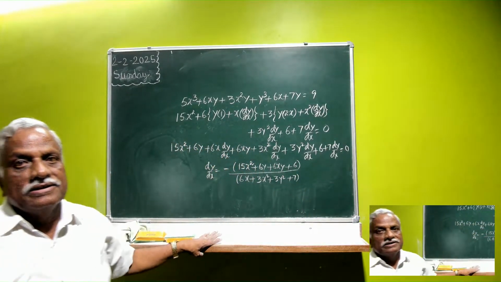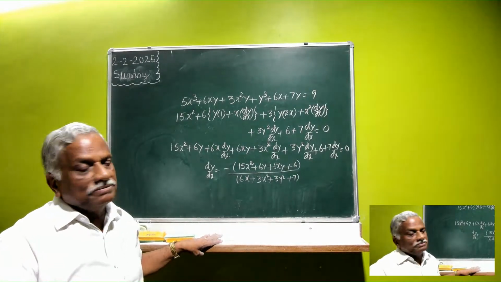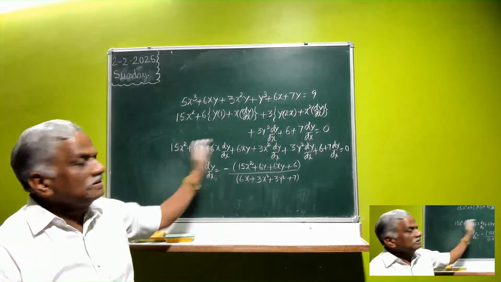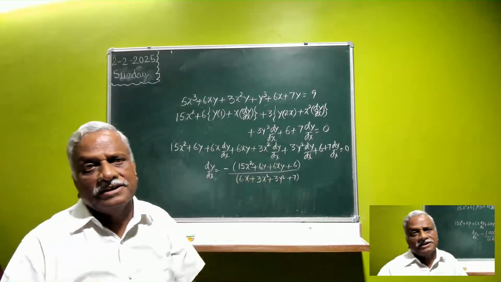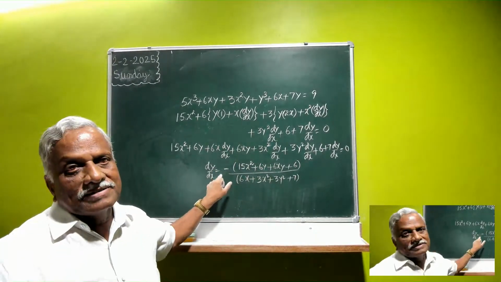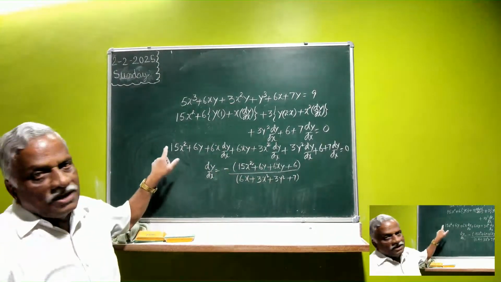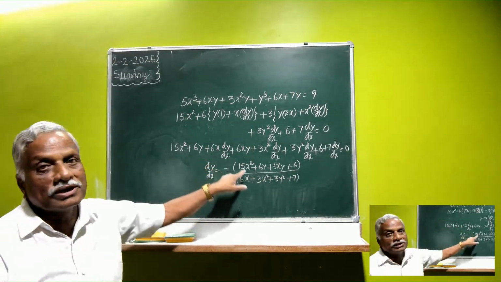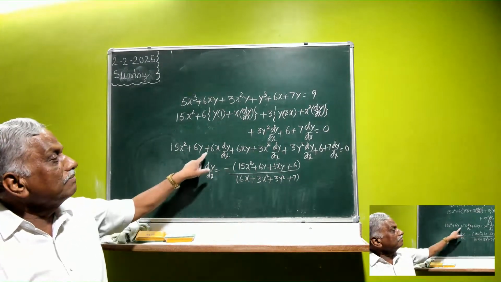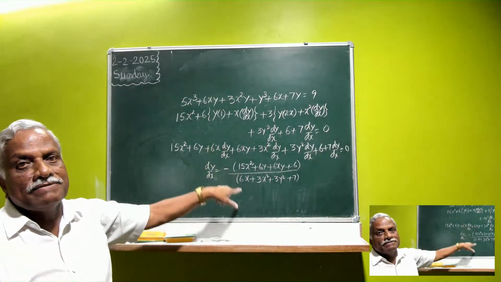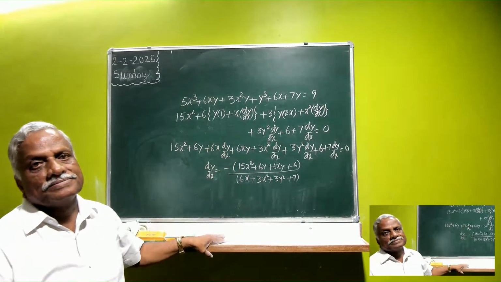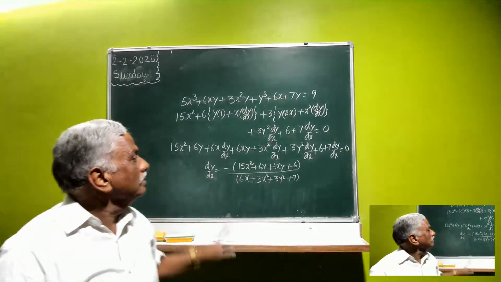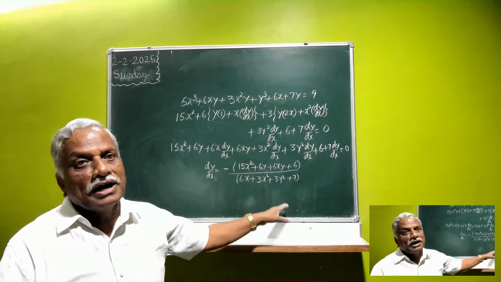I am giving an easy method. I repeat, write dy by dx equals, and put a minus sign because when terms get shifted to the other side, you get a negative sign. Put a minus sign, put a bracket. If the term is not multiplied by dy by dx, it goes to the numerator. If the term is multiplied by dy by dx, it goes to the denominator. If you want, you can try this again at home by multiplying and grouping and finally get this answer.